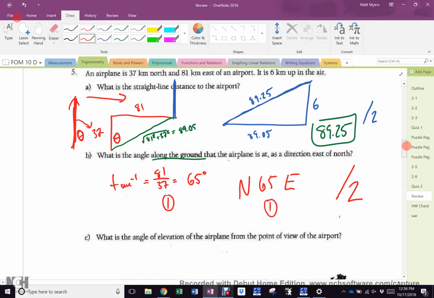Okay. Now, angle of elevation. Red triangle or blue triangle? Blue triangle, because it is going up in the sky. Where is the angle of elevation? X or Y? X, because it's the one that is going up. Can I use tan? Yes.